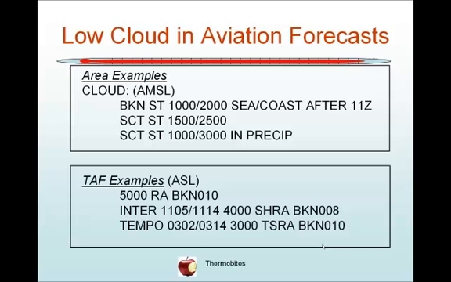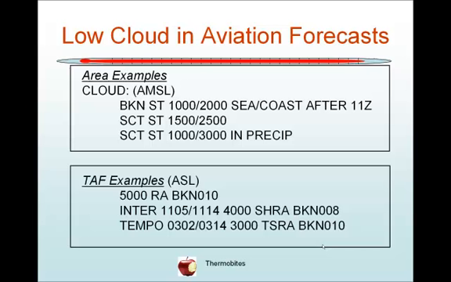Here's another couple of examples. On the top we have examples for area forecasts, where again the cloud is above mean sea level. The top line has broken stratus 1,000 to 2,000 feet thick, so it's 1,000 feet thick, and the region in which it occurs is the sea and the coast, and it's occurring after 11Z. So a moist air mass with the radiational cooling leading to this broken stratus. Conditions further inland are not going to be quite as moist, and so we see the scattered stratus, there's less of it, and it's also at a higher base.